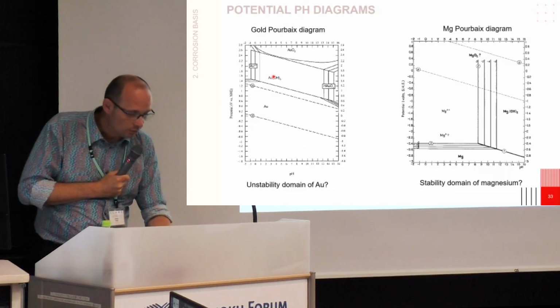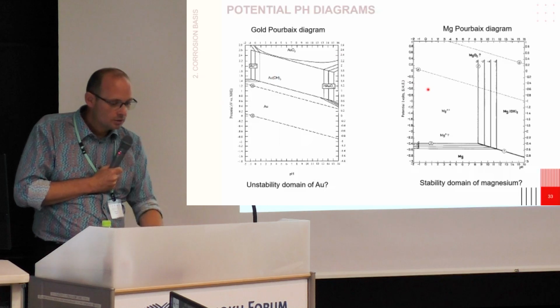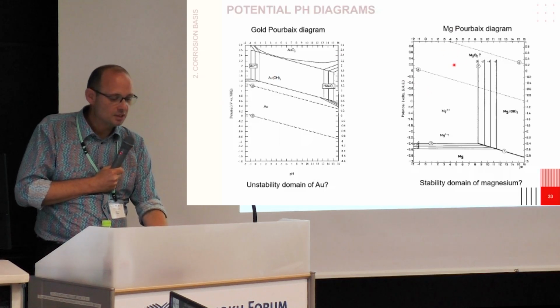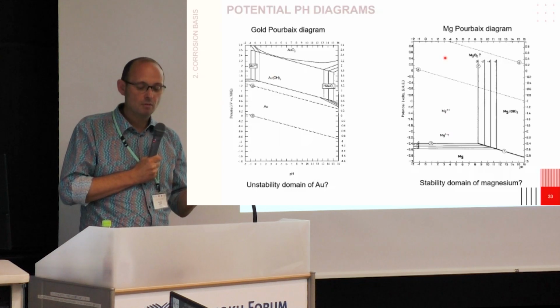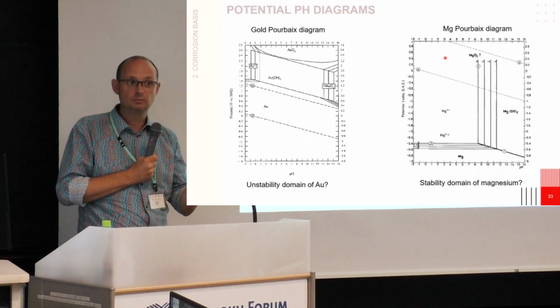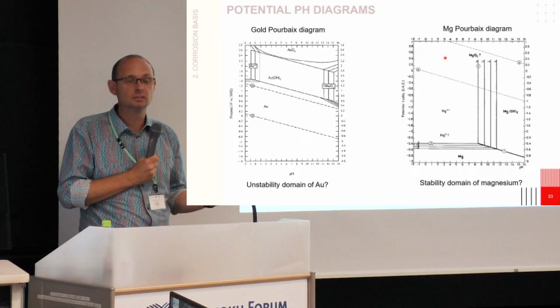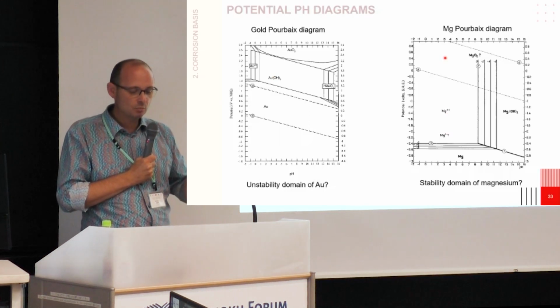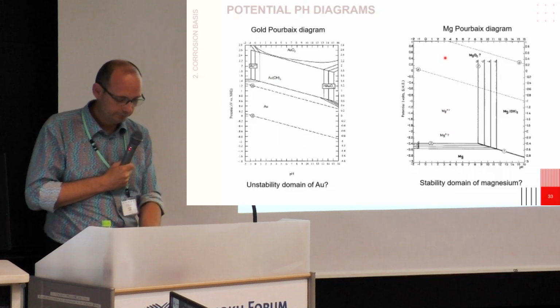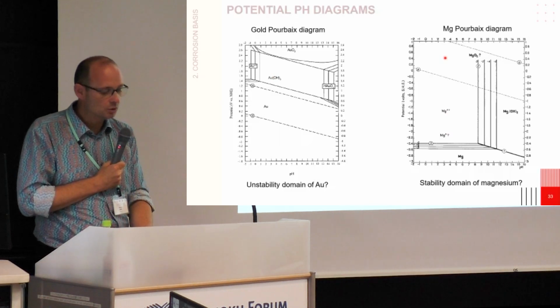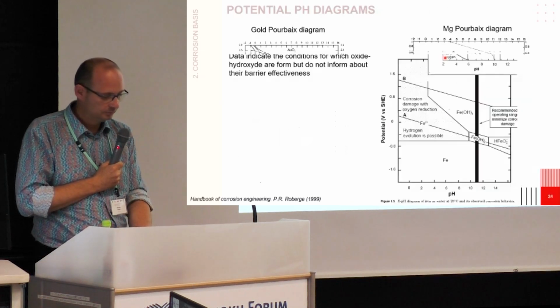At the opposite, if you look at magnesium, the stability domain of magnesium is here. Magnesium starts to dissolve here, so it is quite difficult in water to get pure magnesium. You can have magnesium with oxide, but pure, metallic magnesium will never exist in water. That's the thermodynamic aspect.